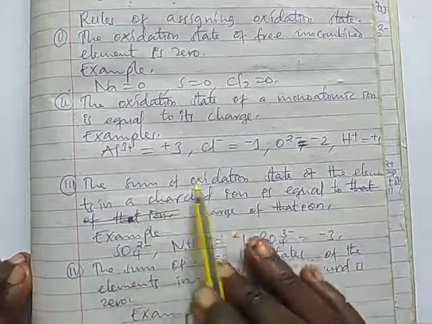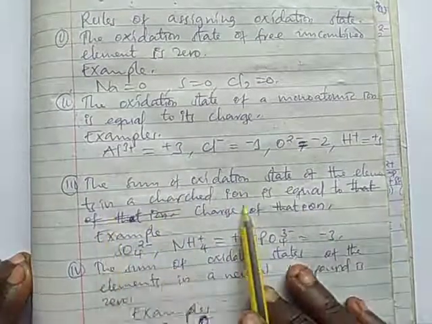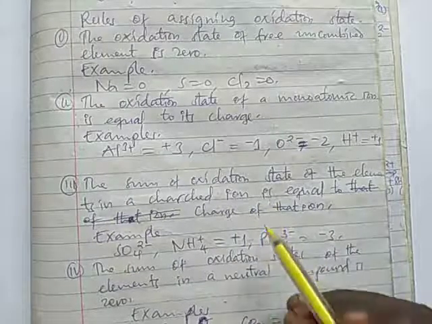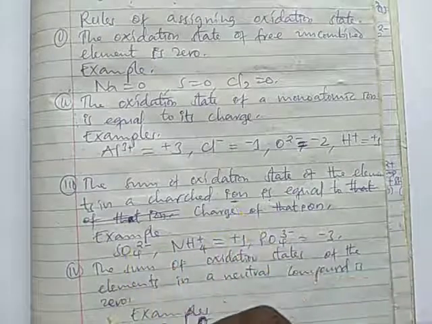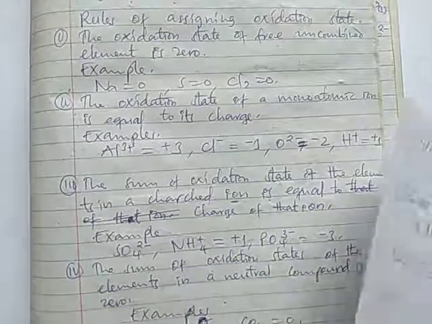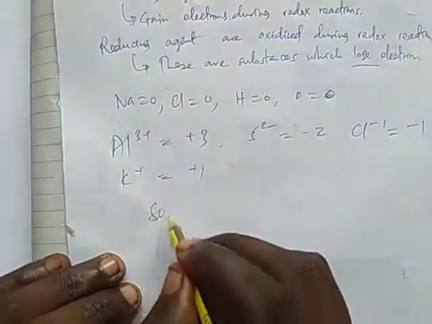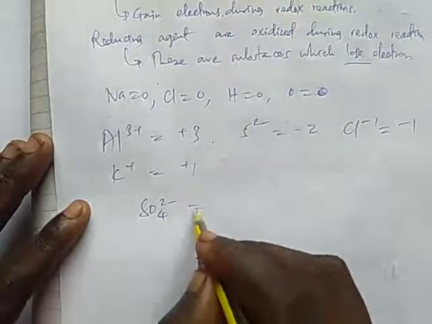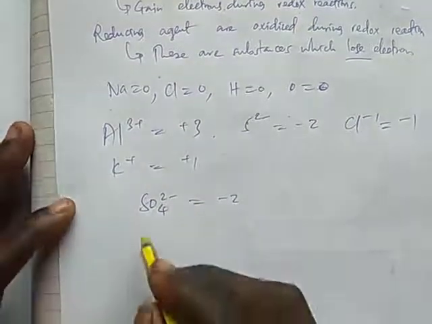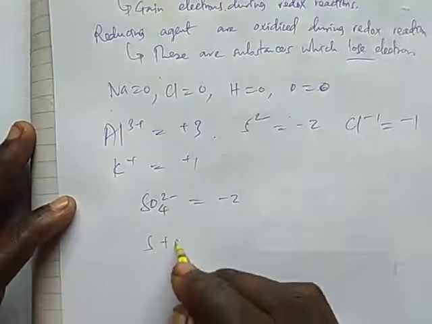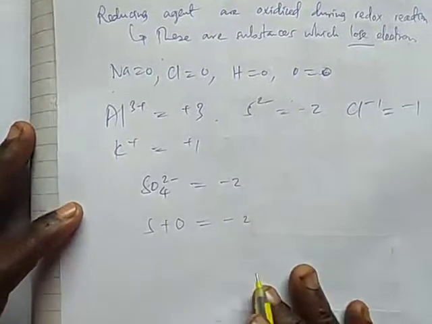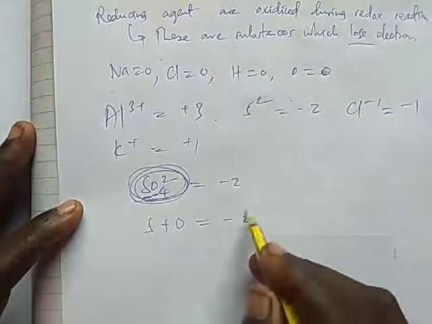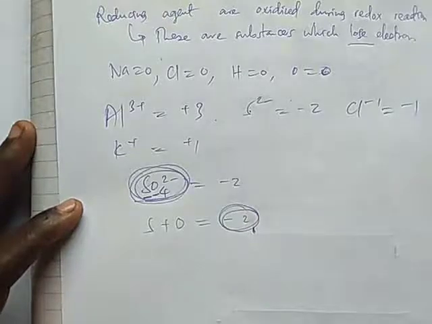Lakini the sum of oxidation state of the elements in a charged ion, au tungeweza kusema charged radical. I hope most of you know about radicals. Yani kwa mfano ikiwa SO4 2 negative, the sum of their oxidation state here is equal to negative 2. Sum. Maanake ukichukua oxidation state ya sulfur ukaplus na oxygen utapata negative 2. That means hapa unaweza kuulizwa utafute oxidation state ya yoyote, either sulfur or oxygen. But what you need to know is that the sum will be negative 2.